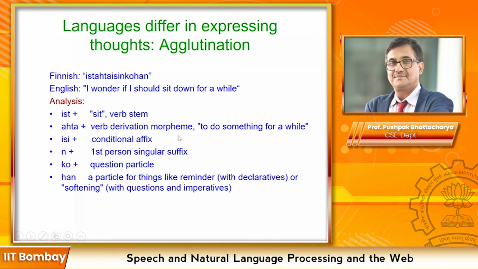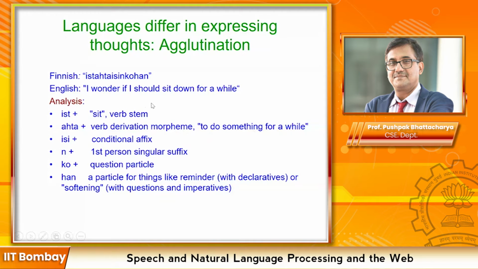This phenomenon is called agglutination. So you see this East, Ata, Isi, and Ko, Han, all these are glued together to create a long string. And since English is not so much agglutinative, it has to resort to many different words to convey the meaning. And the extreme of no agglutination is called isolating languages. The example of that is Chinese. Chinese really has to use many morphemes to express a particular meaning.